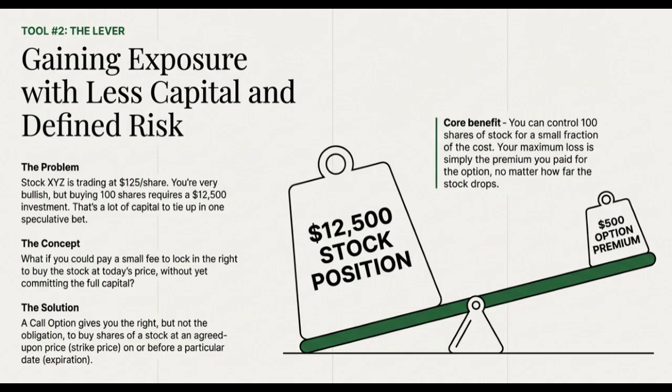It gives you the right to buy shares at an agreed upon price. The core benefit is clear. You can control 100 shares of a stock for a small fraction of the cost, like paying only $500 instead of $12,500. And if the stock falls, your maximum loss is strictly defined to just the premium you paid. See the difference?